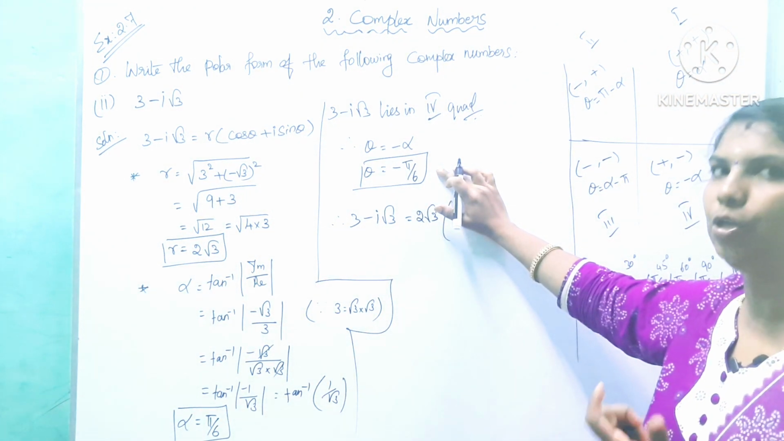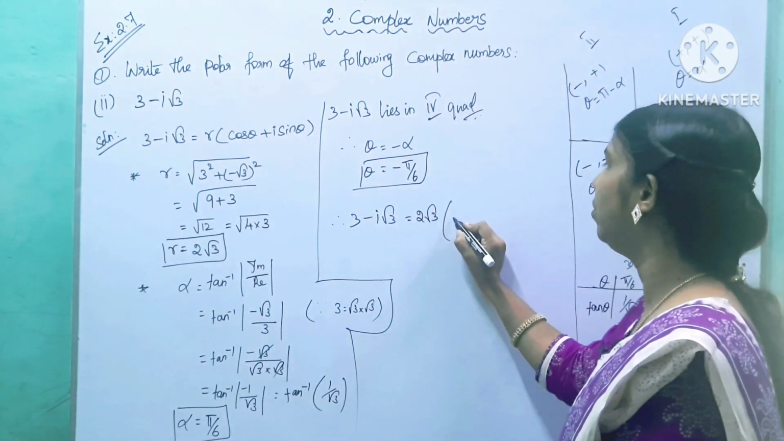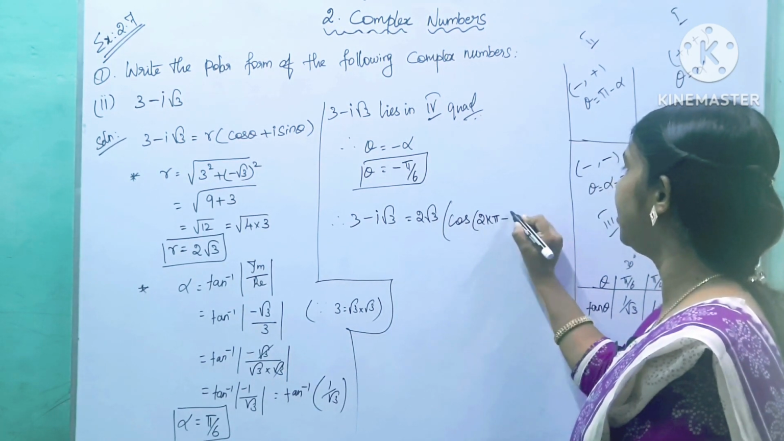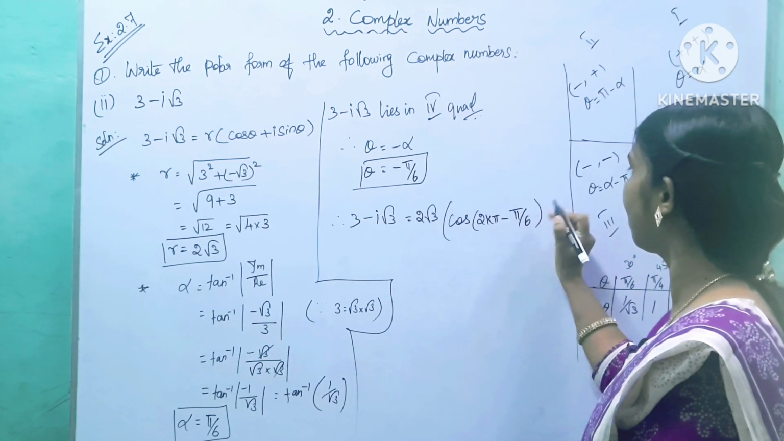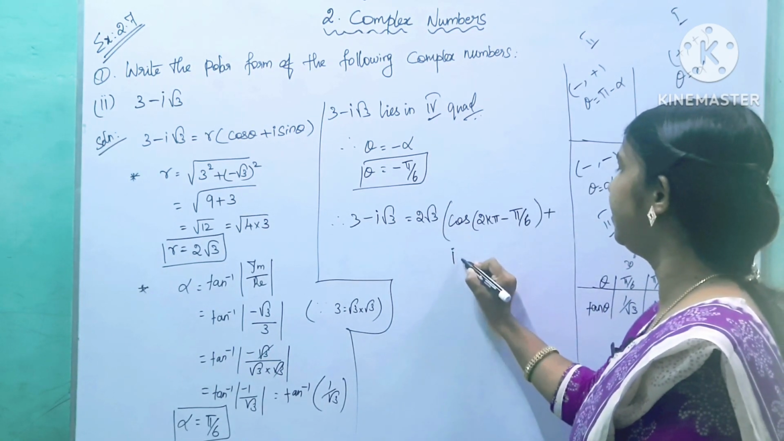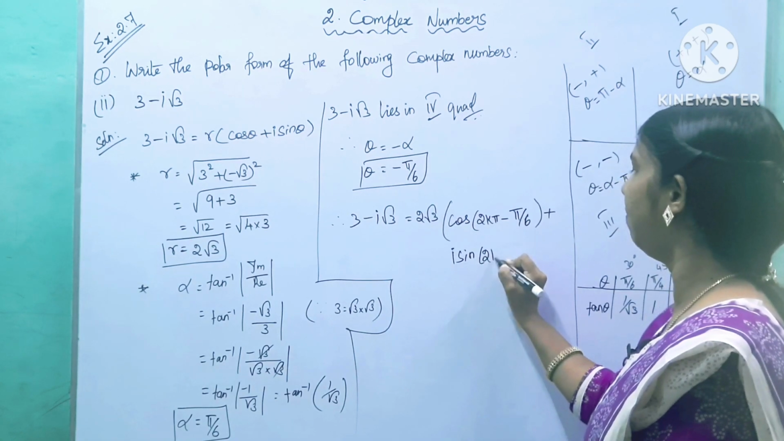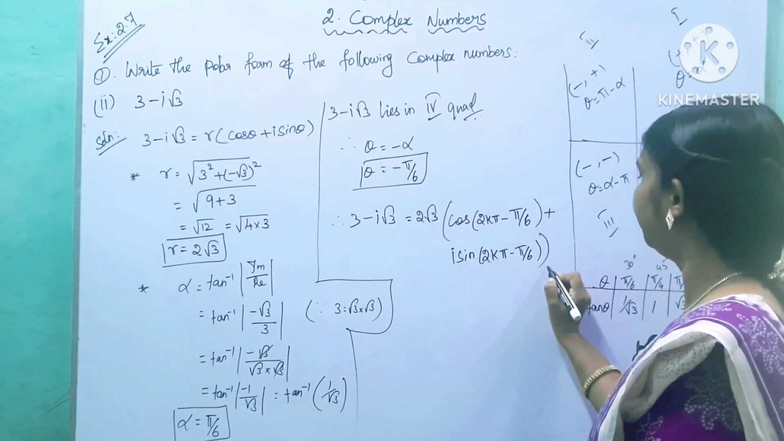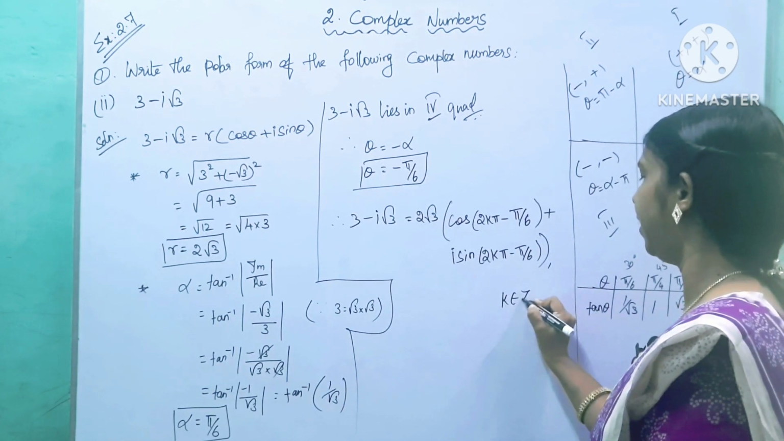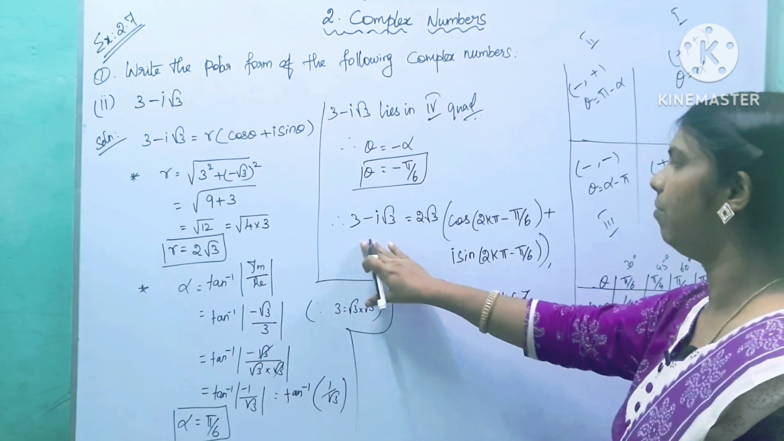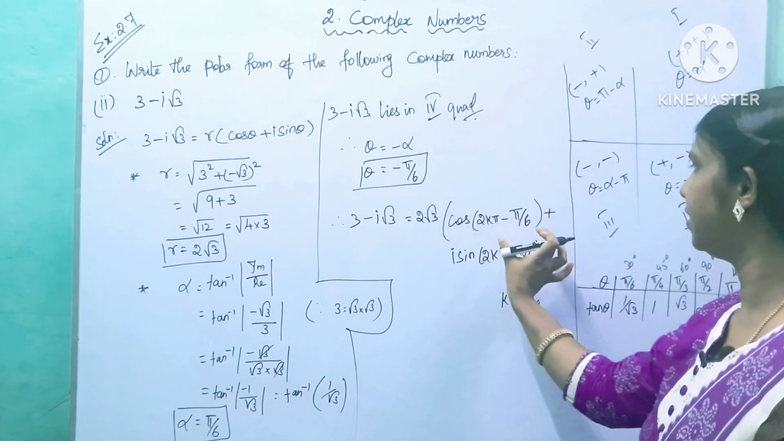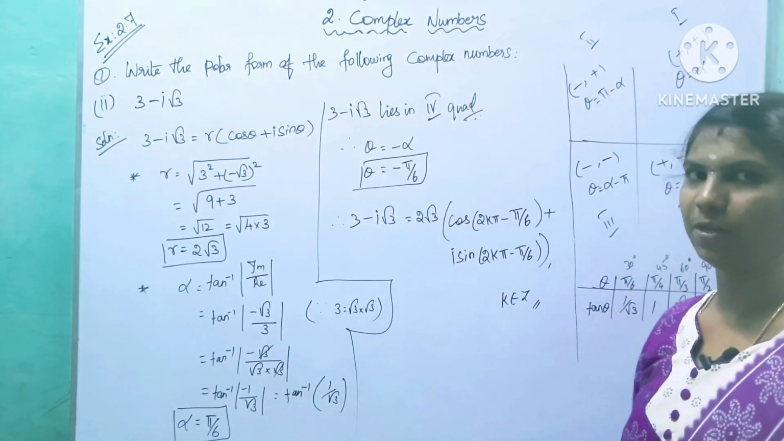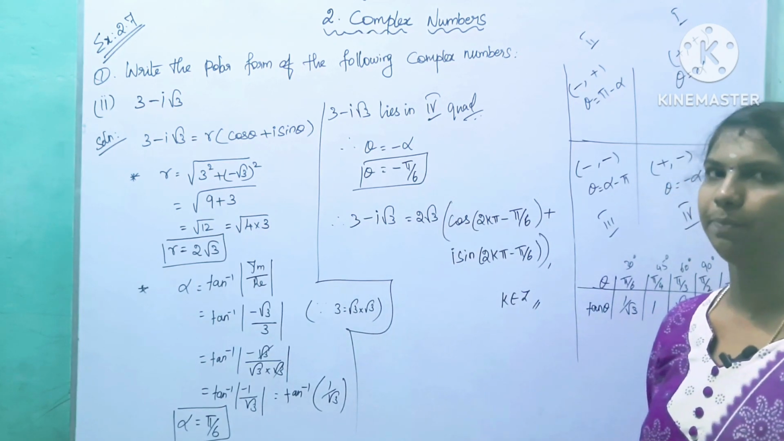அதுக்கு just we can add 2k pi with theta. So cos 2k pi minus pi by 6 plus I sin 2k pi minus pi by 6 where k belongs to z. This is nothing but the polar form of the given complex number. So, இந்த step மறந்துடாதீங்க. theta கூட நம்ம 2k pi add பண்ணும்போது தான் other arguments கிடைக்கும். theta is nothing but principal argument.